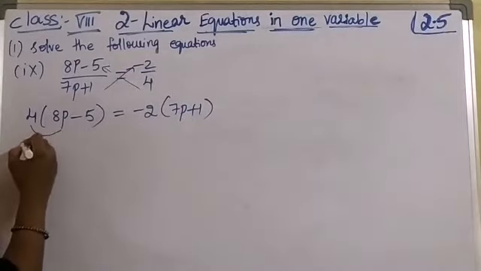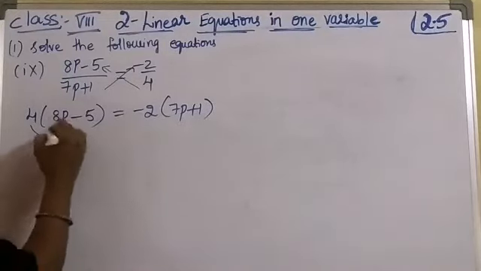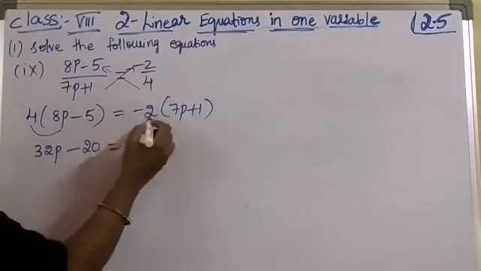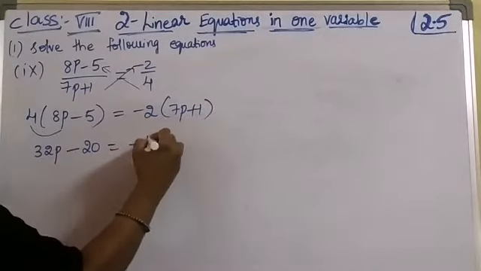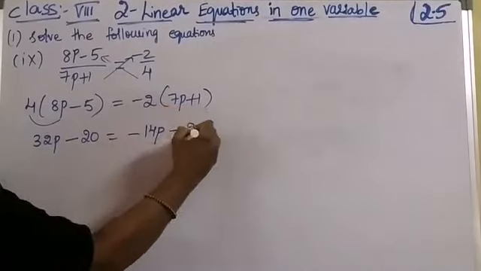4 into 8p. How much are 4 8s? 32p minus 4 5s are 20. Right? And here minus 2 7s are 14. 14p and minus into plus, minus 2 1s are 2.